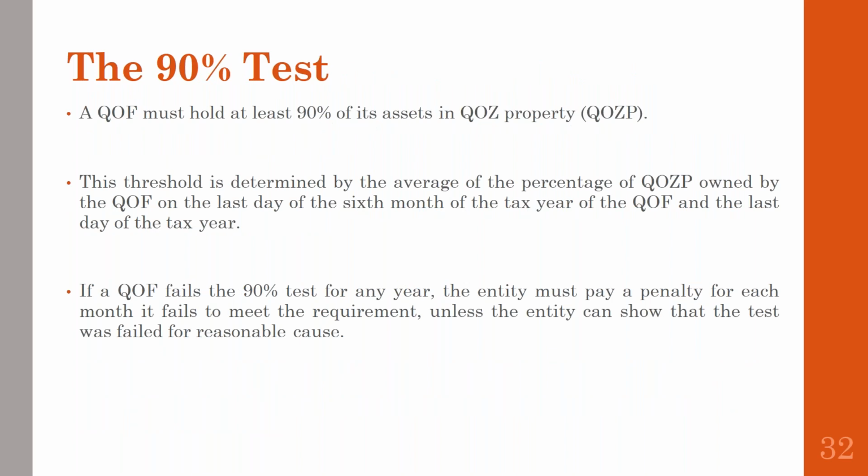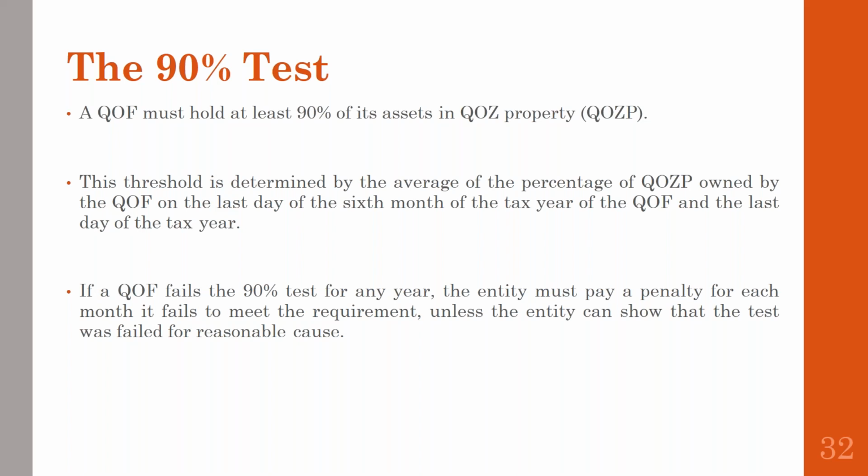All right. So the 90% test: when you're looking at the QOF, at least 90% of the assets that it owns have to be QOZ property, or QOZP. To determine that, you take the average of the assets on the last day of the first 6 months of the tax year, and the last day of the tax year. So if we're dealing with a calendar tax year, you're looking at June 30th and December 31st, and looking at the averages of the percentages to see if you qualify.